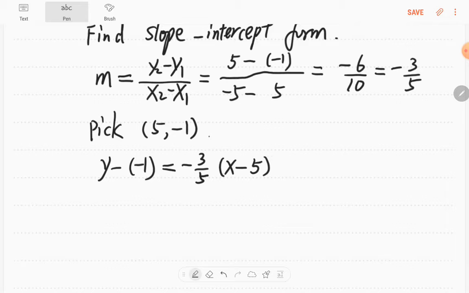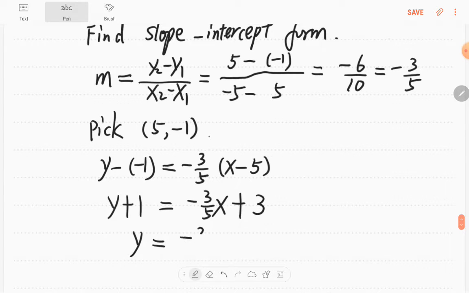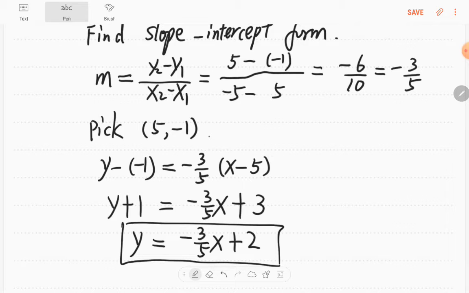We need the slope-intercept form, so we need to solve for y. Let's simplify. y plus 1 equals negative 3 over 5 x plus 3. We subtract 1, so this is negative 3 over 5 x plus 2. From this equation, we can identify the slope directly, which is negative 3 over 5, and the y-intercept is 2. So this is the slope-intercept form.